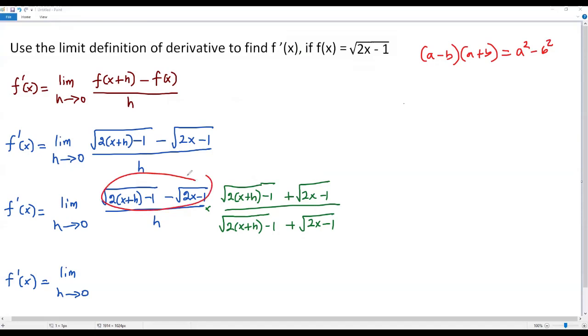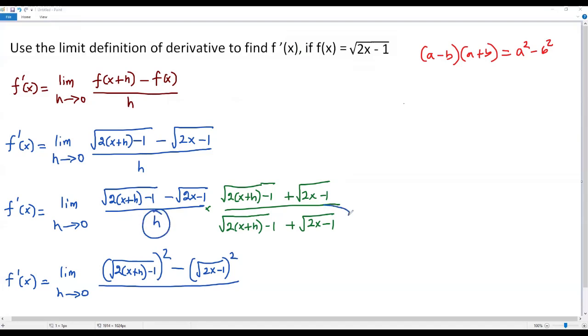Okay, so now the two binomials over here are in the form of a - b times a + b. Instead of a, we have square root of 2 times (x + h) - 1, and for b, we have square root of 2x - 1. So we have to write the result of this product as a² - b², but instead of a, we have to write this, and for b, we have to write this. Okay, let me do it. So for a², we have to write the first term, that is square root of 2 times (x + h) - 1, the whole square, minus b², the second term, square root of 2x - 1, the whole square, over, and we have to multiply the two denominators over here.